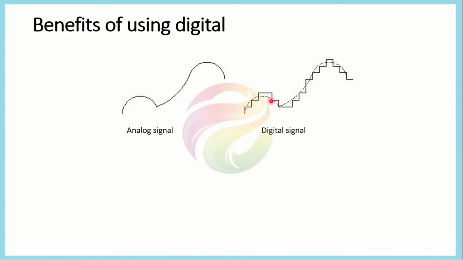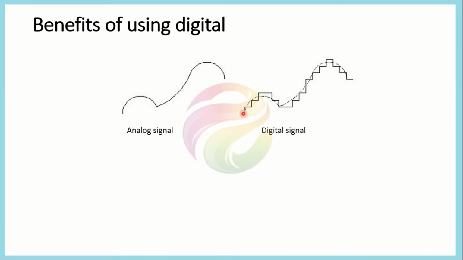Here you can see a staircase-like plot for the digital system. It is plotted in a way that after every certain time it reads the value. It reads the value here, then at the next time instant it reads the value at this point, then after that here, then after that here. So in time it is only reading the value after certain time instants, which are constant.